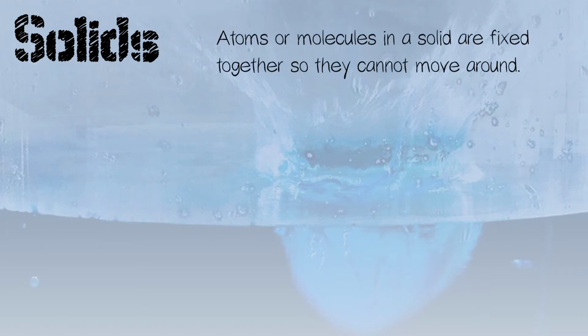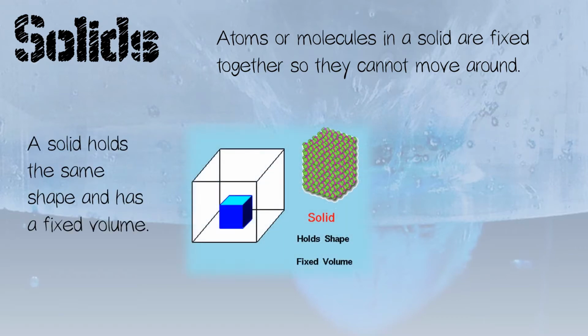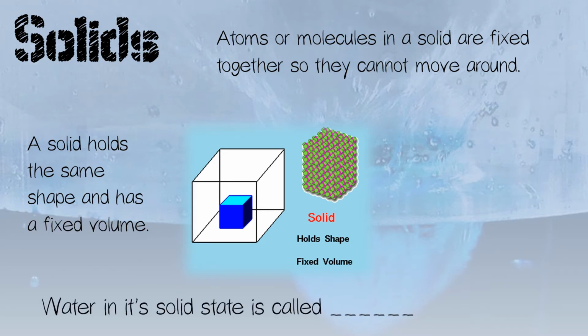Atoms or molecules in a solid are fixed together so they cannot move around. A solid holds the same shape and has a fixed volume. So you can see in the diagram the blue cube sits inside the larger cube and it does not change shape because it is solid. You can also see all of the atoms or molecules in a solid fixed together in a shape that holds its form. You probably know what word is going in the bottom there, but water in its solid state is called ice.